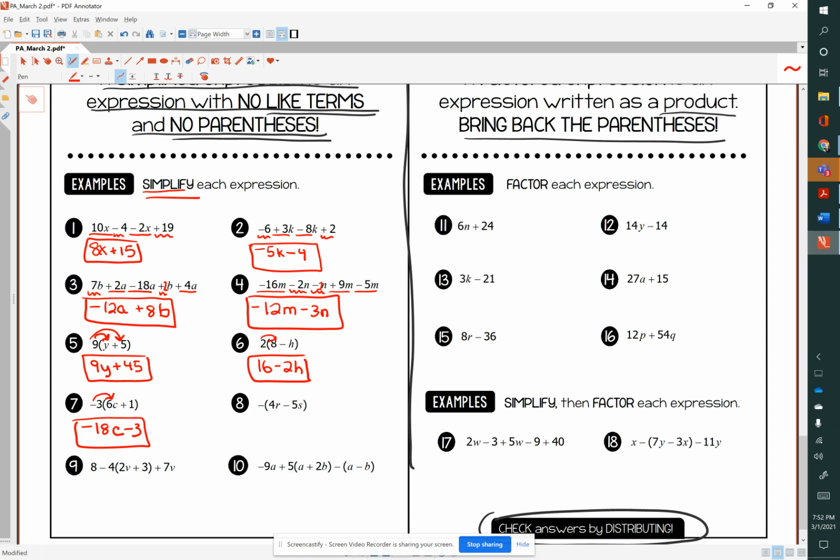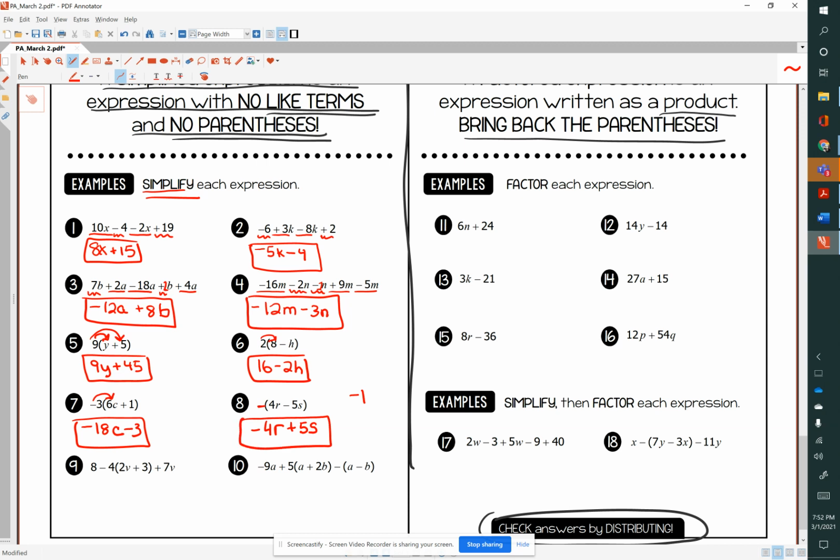So let's move on to number 8. We have a negative sign outside the quantity 4r minus 5s. A negative sign can be thought of as a negative 1, an invisible 1, but you can also just remember this negative sign will simply change the sign of everything in the parentheses. So it's the same as multiplying everything within the parentheses by negative 1. So that would give us negative 4r instead of negative 5. Negative times a negative is a positive 5s.